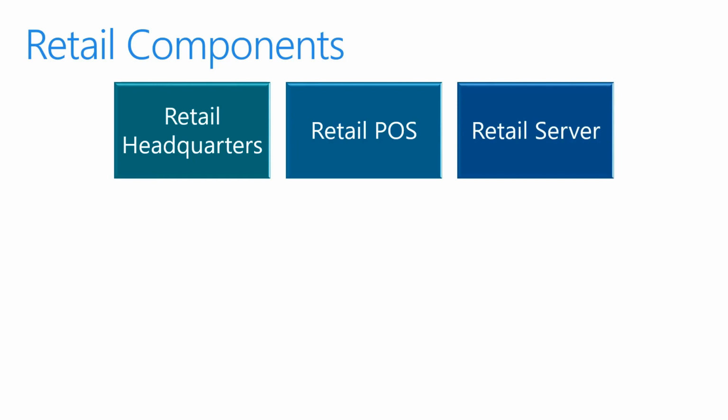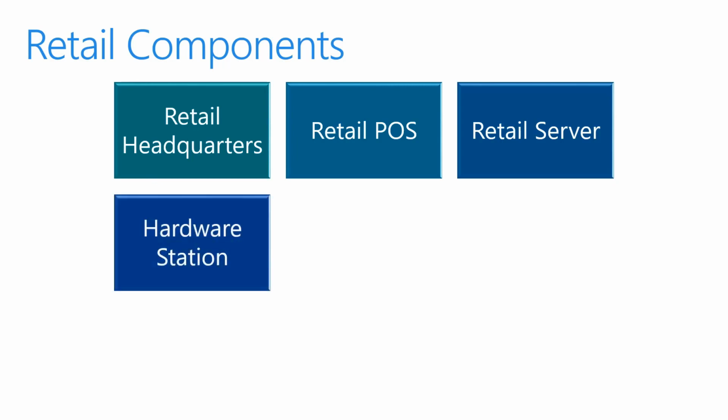Now the Retail Server is going to provide an OData Web API that lets both employees and customers access information and perform tasks by using Retail POS clients along with the online store. The Retail Hardware Station provides services that enable retail POS clients and peripherals such as printers, cash drawers, and payment devices to communicate with the retail server.